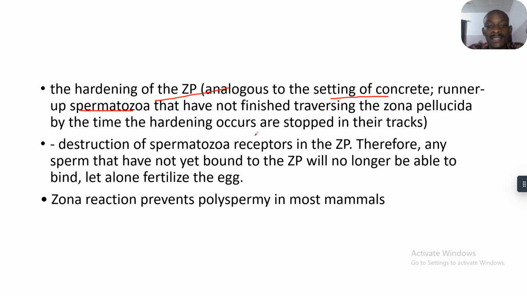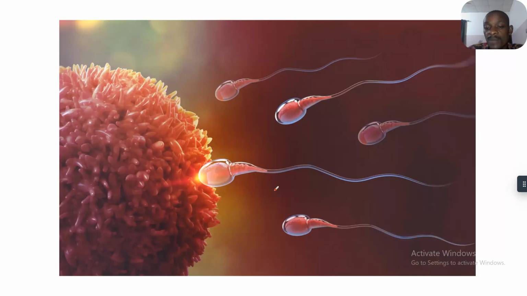Now, the runner-up spermatozoa that have not finished traversing the zona pellucida by the time the hardening occurred are stopped in their tracks. Okay, and also there is destruction of the spermatozoon receptors in the zona pellucida, therefore any sperm that have not yet bound to the zona pellucida will no longer be able to bind, let alone fertilize the egg. All right. Now, the zonal reaction prevents what? Polyspermy in mammals. Okay.